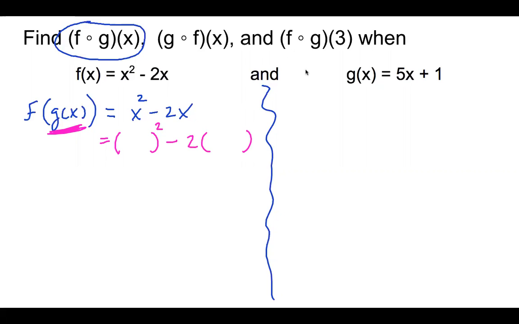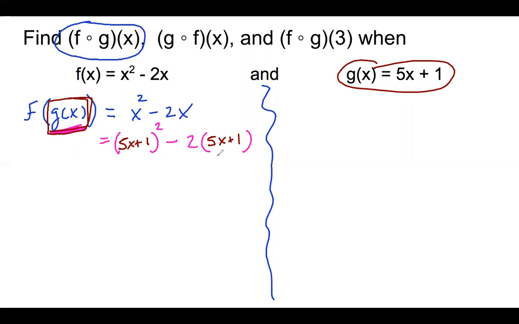So quite literally, we are going to plug into the parentheses the entire g of x function, which, as you can see over here, is 5x plus 1. So 5x plus 1 goes into both sets of parentheses.